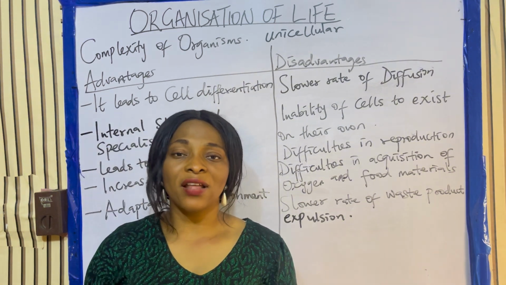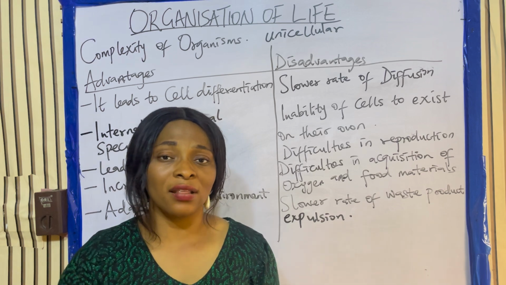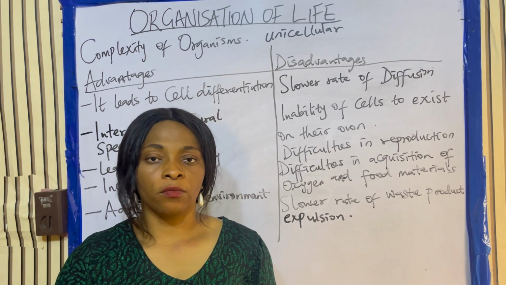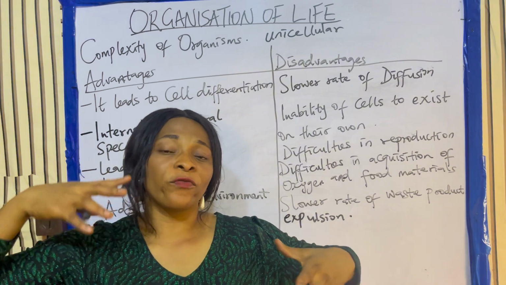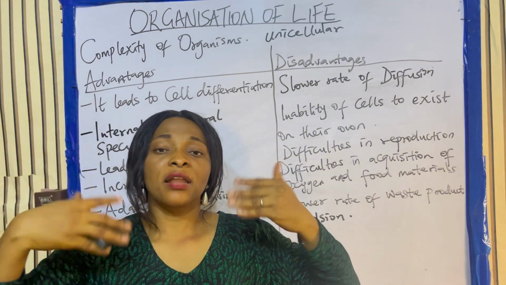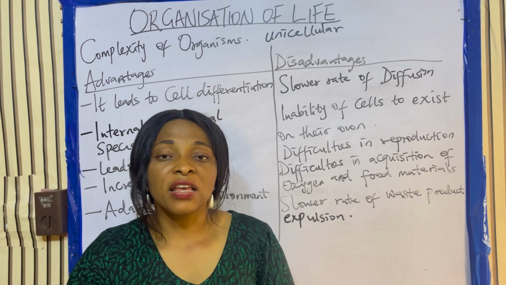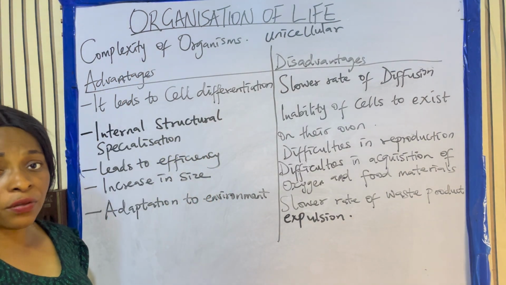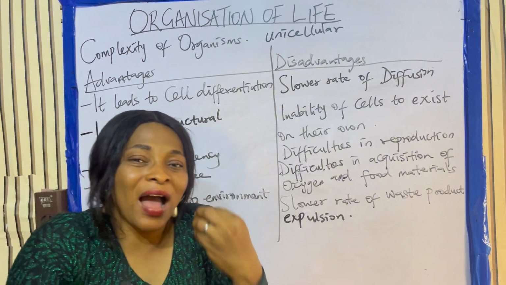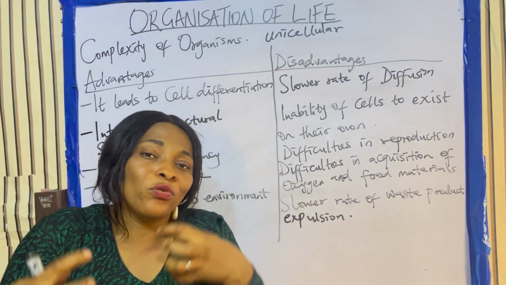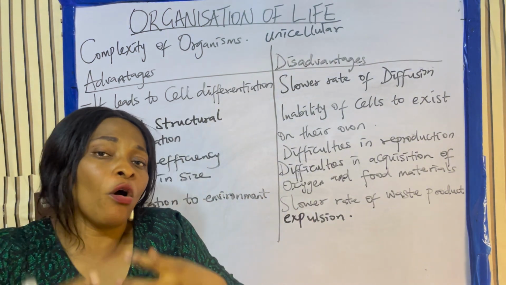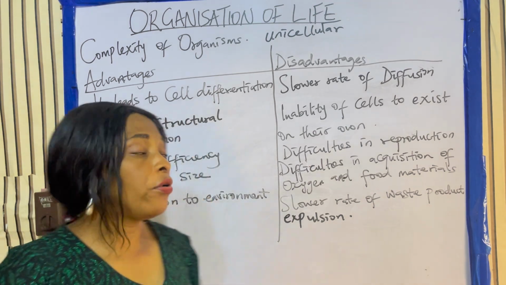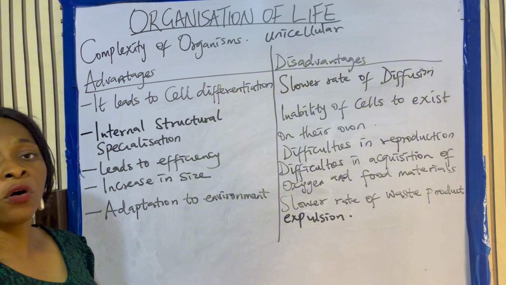You discover that we perform more efficiently than organisms that are just unicellular. So what are the advantages that enable multicellular organisms like man to perform? That ability to have so many cells that enables us to perform efficiently is what we refer to as complexity. Are we together? The ability to have many cells that enables you to perform more efficiently than a unicellular organism is what we refer to as the complexity of organisms.